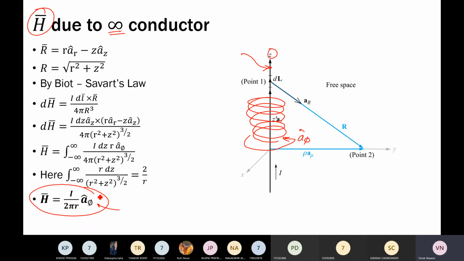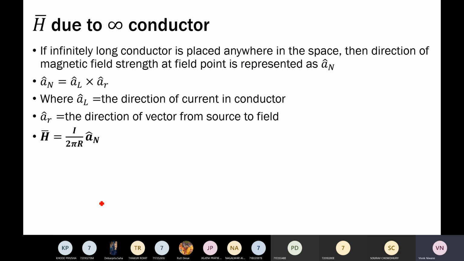So we do have some observations. Okay, this a phi cap came into the picture since we have assumed that our current carrying filament is on the z axis, but in general we can write, if an infinitely long conductor is placed anywhere and we want to generalize our expression anywhere in space, then the direction of magnetic field strength at the field point is represented as aN cap. Okay, where aN cap is nothing but the cross product between the unit vector associated with the length of the current carrying filament and the unit vector associated with the vector joining the source and the observation point.